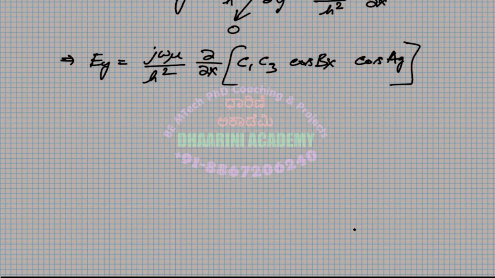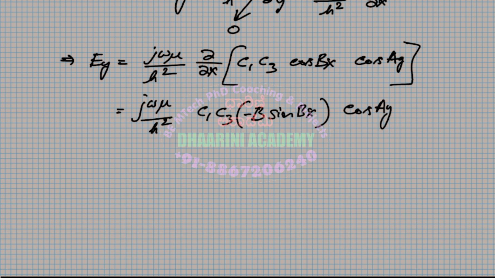Right, so let us try to differentiate first and then substitute the values. So j omega mu divided by h square. Differentiation, I think we have c1, c3 as it is. Then cos bx should be differentiated. That gives you minus b sine bx into the cos ay as it is. It's a product. All right. So apply the boundary condition. A boundary condition says that left hand side becoming equal to 0. Right. So this is my condition.